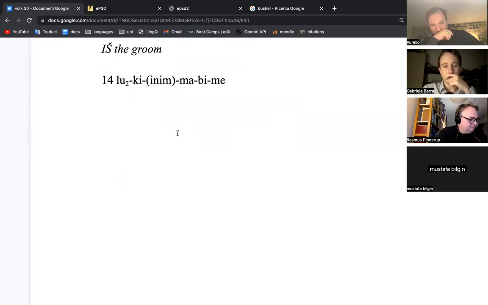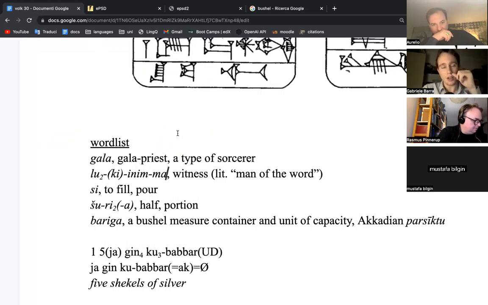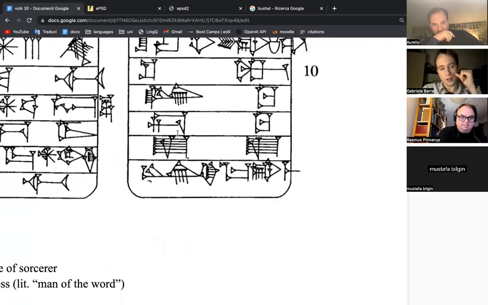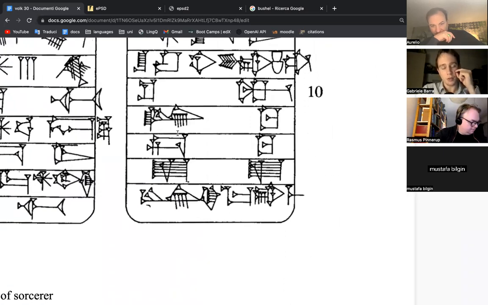So Luki Nimma. The cool thing about Luki Nimma in this instance is that we have a very clear example of how the cuneiform Sumerian script actually makes very heavy usage of mnemonic spelling, because in the last line, again, maybe for the sake of space, you do not have inim. That's missing.